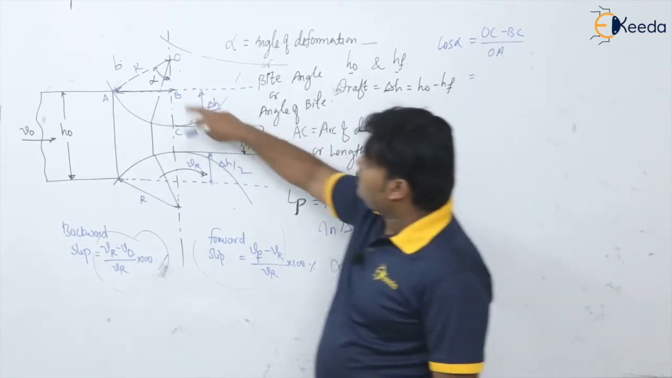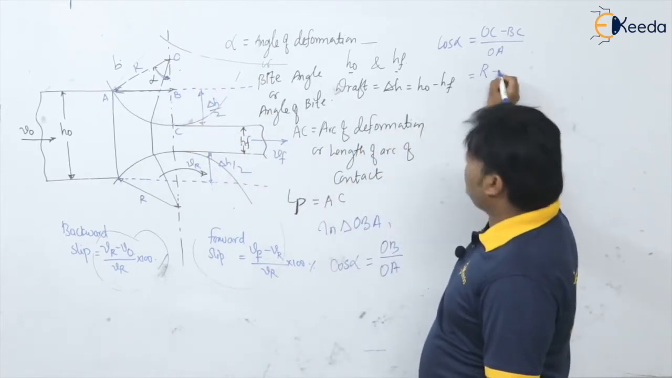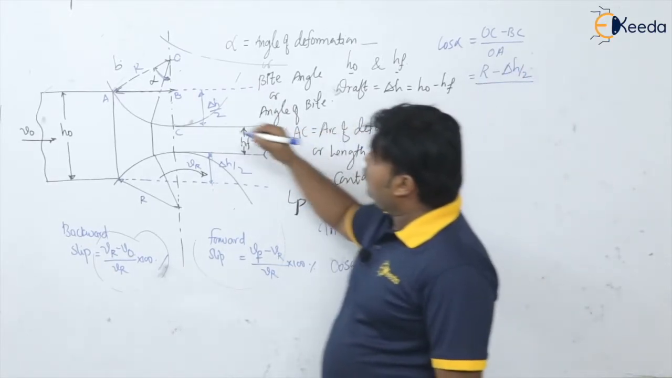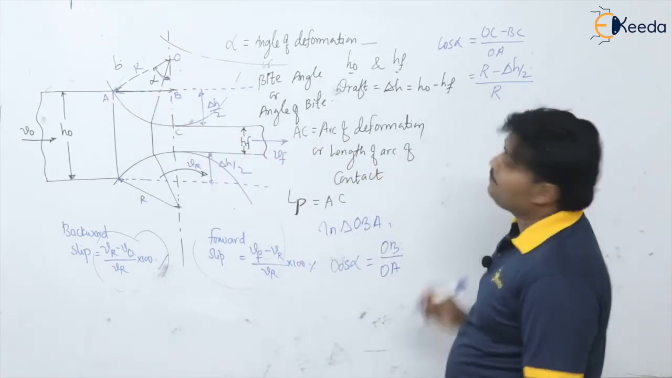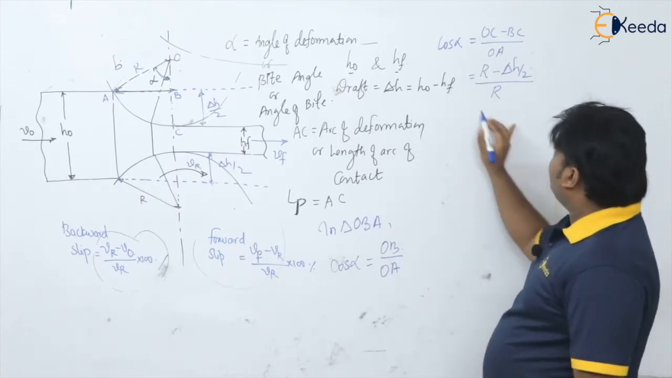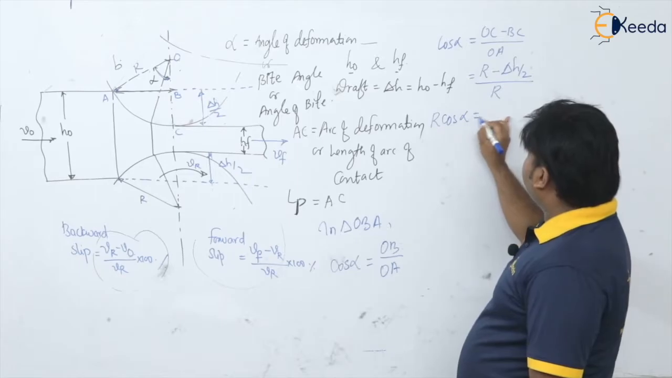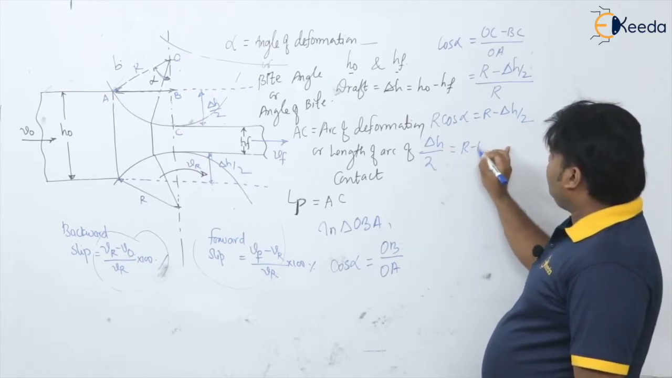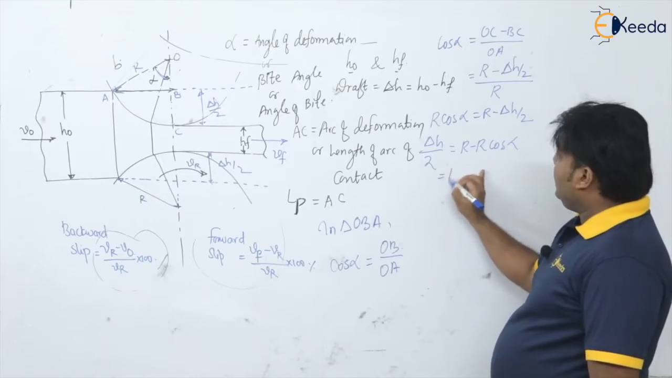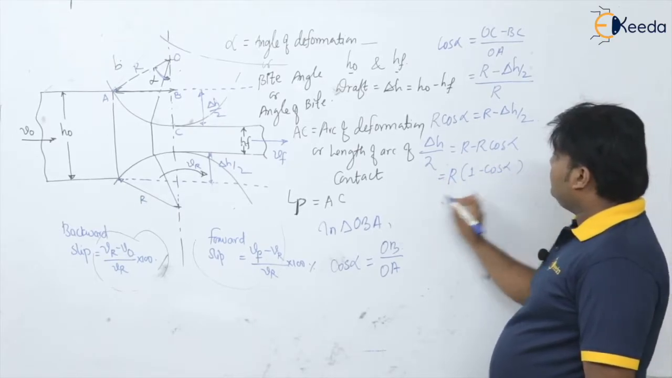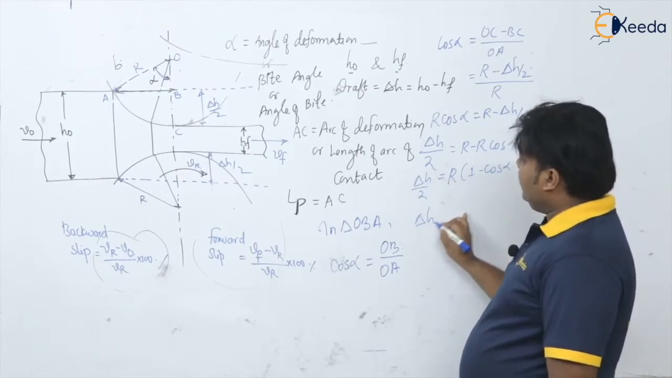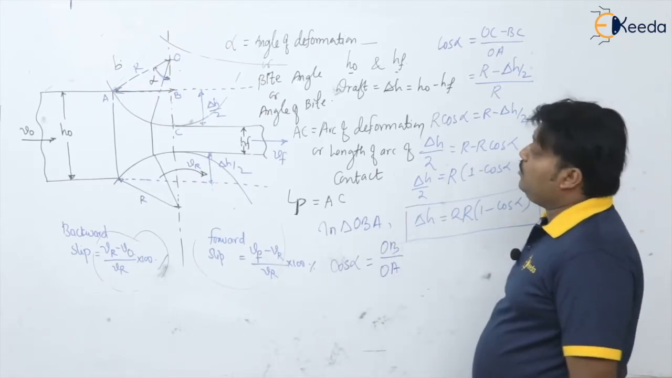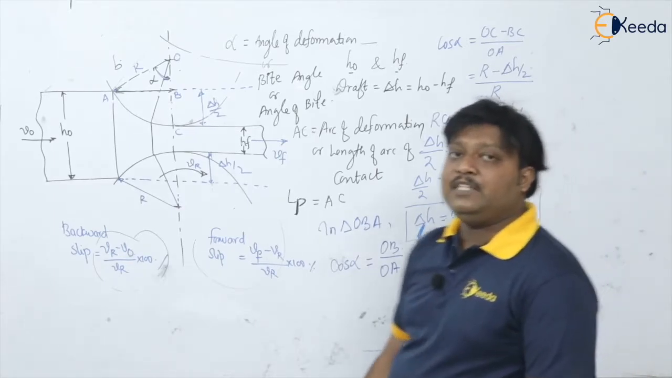And you know that OC is the roller radius R, minus BC, which is half the draft value, delta H by 2, divided by OA, which is again R. Please students, see here very carefully. So I can write R cos alpha is equal to R minus delta H by 2. Or delta H by 2 is R minus R cos alpha, or R into bracket 1 minus cos alpha. Or delta H is equal to 2R into bracket 1 minus cos alpha. Very important, you get the formula for the draft in the rolling operation.